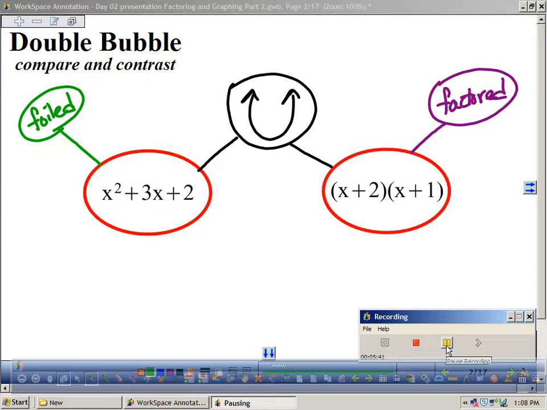Okay, so Philip, what do you see? Which one tells you the axis of symmetry? The left one? The right one? The left one? The right one. Why?